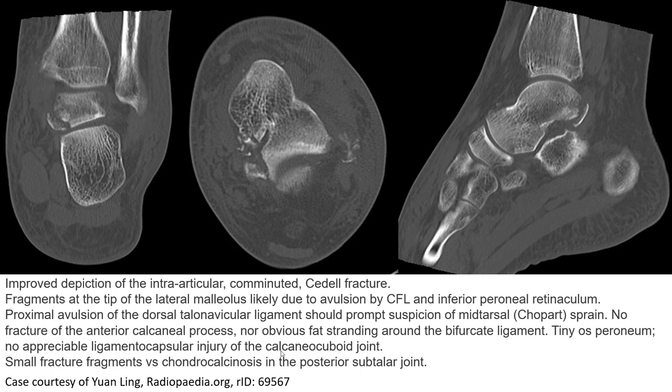Avulsion at the tip of the lateral malleolus, likely due to eversion by the CFL and inferior peroneal retinaculum. Proximal avulsion of the dorsal talonavicular ligament should prompt suspicion of a midtarsal sprain. No fracture of the anterior calcaneal process. No obvious injury around the bifurcate ligament. Tiny os peroneum. No appreciable ligamentous or capsular injury of the calcaneocuboid joint. Small fracture fragment with a corticated margin in the posterior subtalar joint.